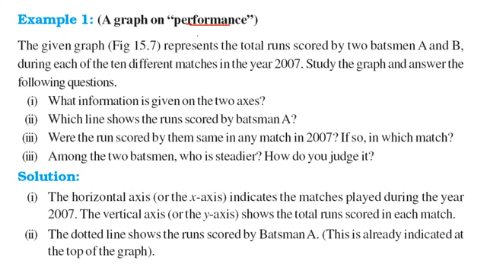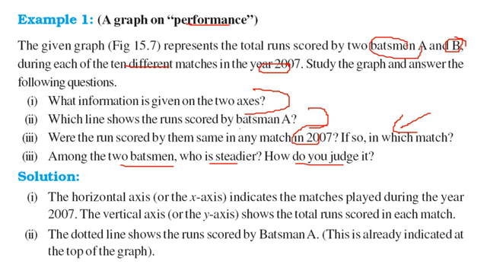If we want to show a graph on performance, see, we have a graph. I'll just show you the graph, and it is representing the total runs scored by two batsmen A and B during 10 different matches in 2007. And we have to study the graph and answer questions like what information is given on the two axes, which line shows the runs scored by batsman A, were the runs scored by them same in any match in 2007, if so which match, among two batsmen who is steadier, and how do you judge it?